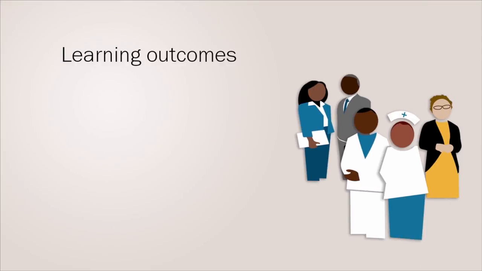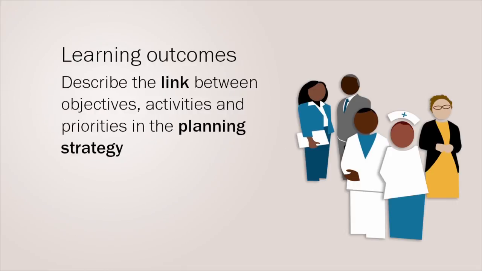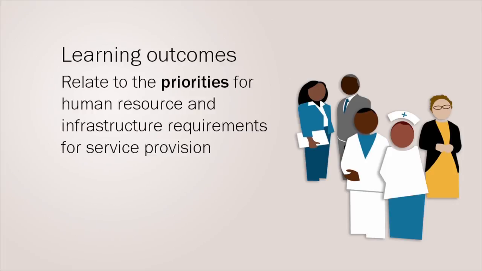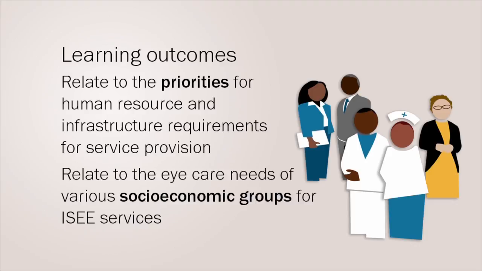Welcome. By the end of this presentation, you should be able to describe the link between objectives, activities, and priorities in the planning strategy, apply the process of ranking priorities, relate to the priorities for human resource and infrastructure requirements for service provision, and relate to the eye care needs of various socioeconomic groups for integrated, sustainable, equitable, and excellent services. This is known as ISEE.